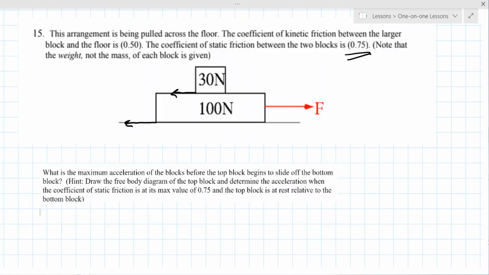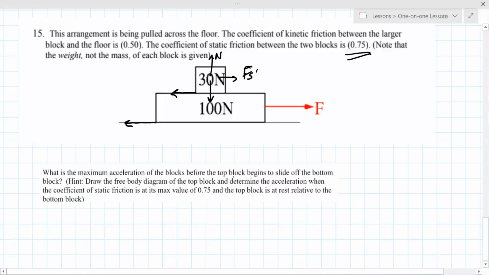So the top block here has a force down. That's the 30 newtons. It also has a normal force up, and to the right is a frictional force, or force of friction, static friction because it's not moving. All right, that's the blocks before the top block. Okay, being set up.